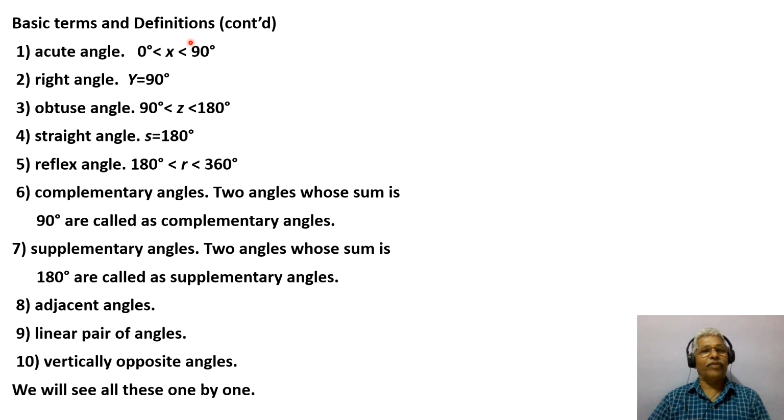Basic terms and definitions continued. One, acute angle, an angle between 0 and 90. I am not saying degree every time, to avoid confusion. So 0 less than x less than 90. Second one, right angle, an angle which is 90 degrees. Third one, obtuse angle. An angle between 90 and 180. 90 degrees less than z less than 180 degrees.